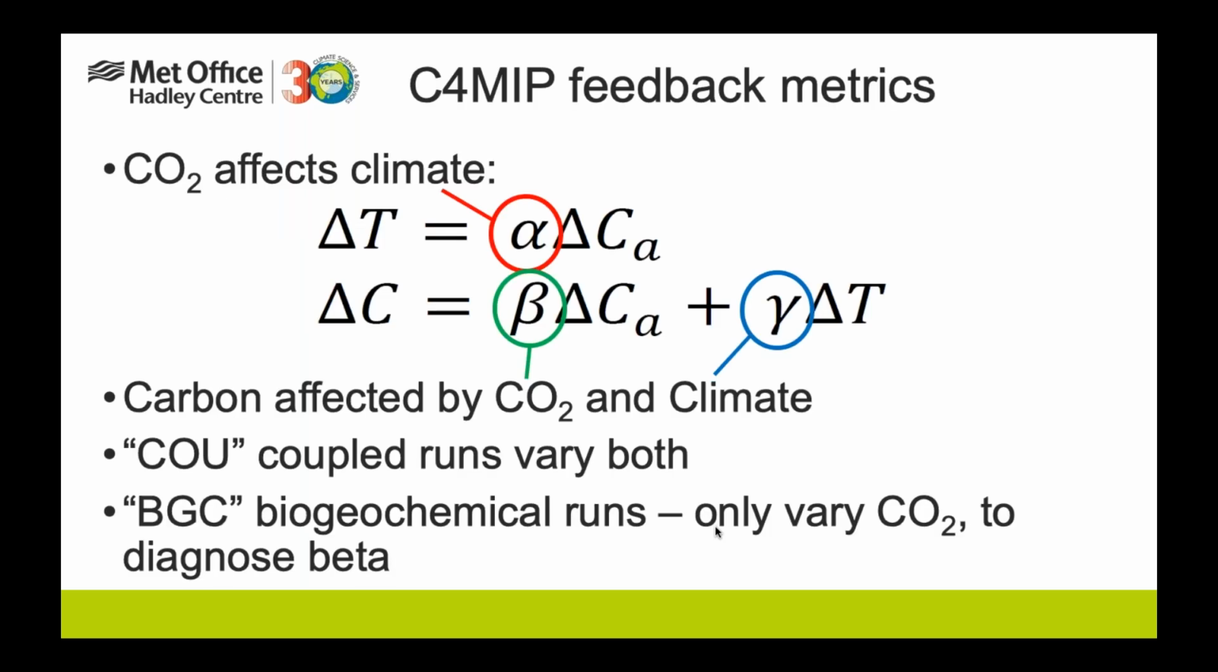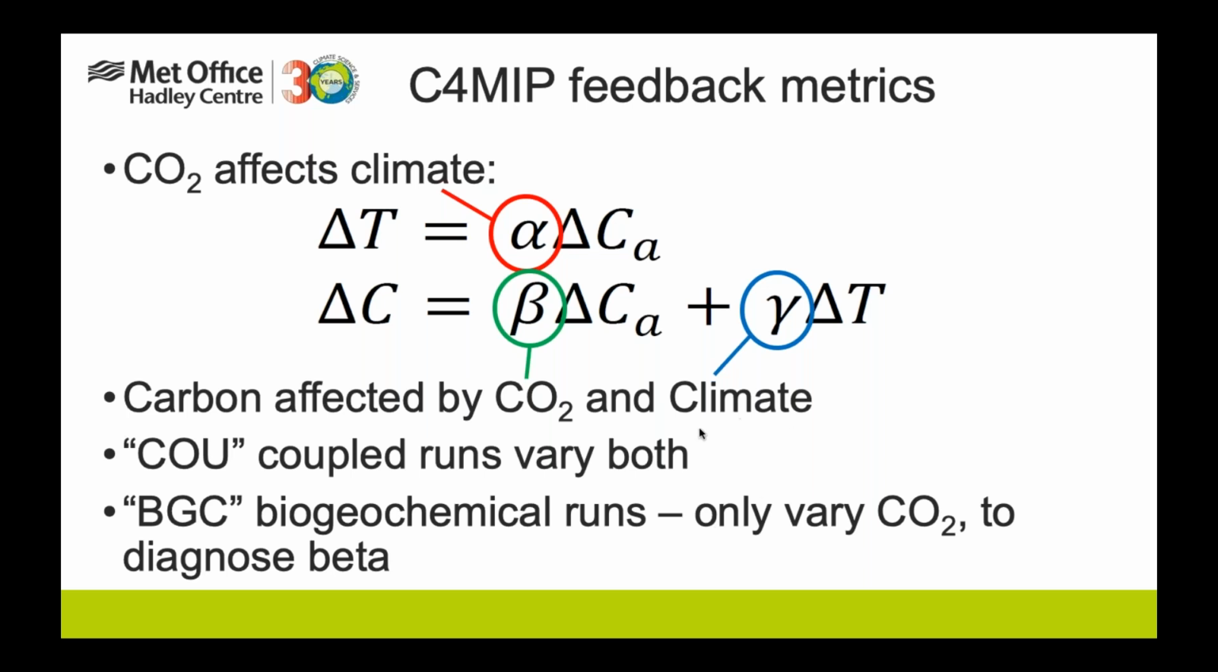So if we dig into C4MIP, we have this feedback framework, and the three components of that are the fact that CO2 drives climate change. So in a linearized framework here, delta T is just proportional to the change in the atmospheric carbon. This term alpha is effectively the transient climate response. And then the carbon stores, delta C, both in the land and the ocean, are driven by changes in the CO2, so that's the term we call beta, and changes in climate, which we call gamma.